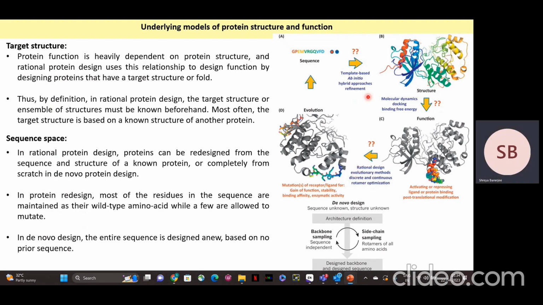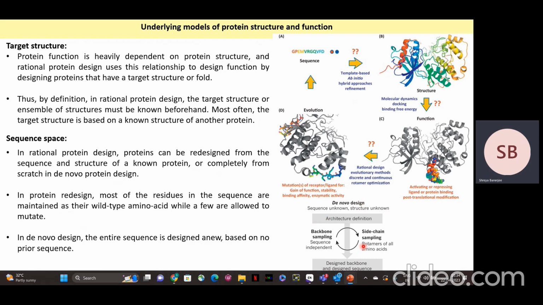Right. The second step is the sequence space. So in rational protein design, proteins can be redesigned from the sequence and structure of a known protein or completely from scratch, which is known as de novo design. In protein redesign, most of the residues in the sequence are maintained as their wild type amino acid, while a few are allowed to mutate. In de novo design, the entire sequence is designed anew based on no prior sequence.